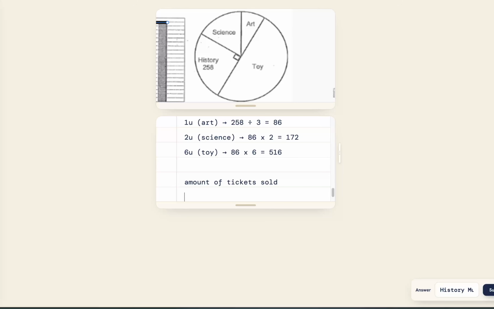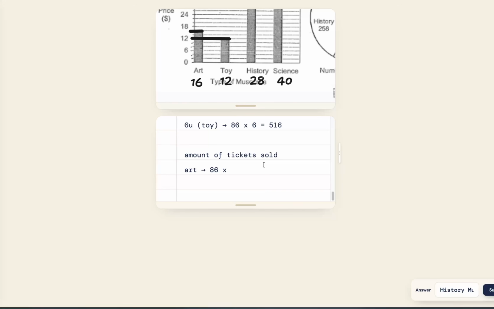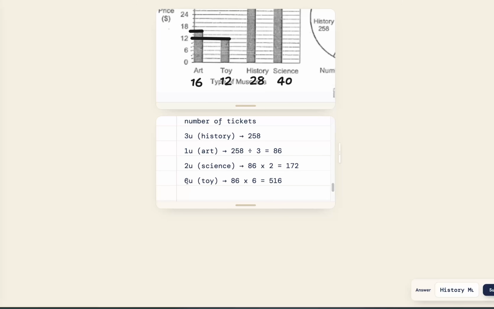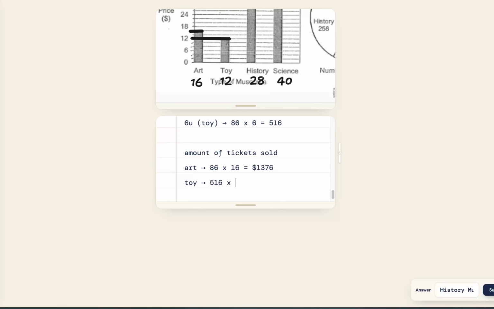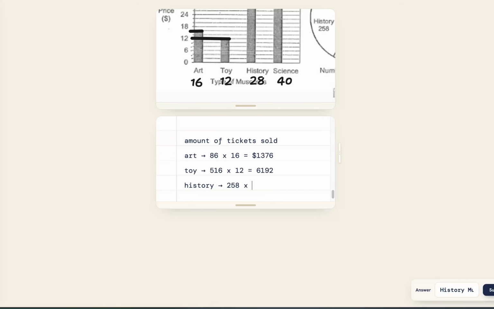And then the last one is we are going to calculate the amount of money from tickets sold. So from here, we just calculate for art. We know it's 86 times the art price. Let me put the art price on the graph as well. So for art, 86 times 16 will give us 1,376. The next one is toy, which is 516 times 12, and this will give us $6,192. And then for history, total tickets is 258 times 28, and this will give us 7,224.